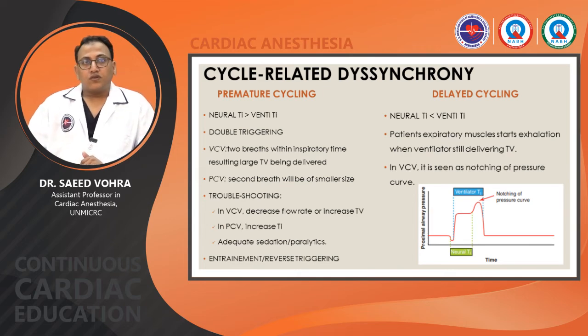You can solve premature cycling by decreasing the flow rate or increasing the tidal volume in volume control ventilation, and in pressure control ventilation you can directly increase the T-inspiratory time. And when there is delayed cycling in volume control ventilation, you can set the T-inspiratory time accordingly.